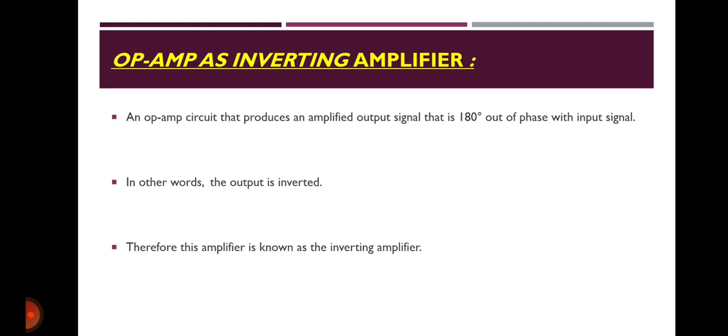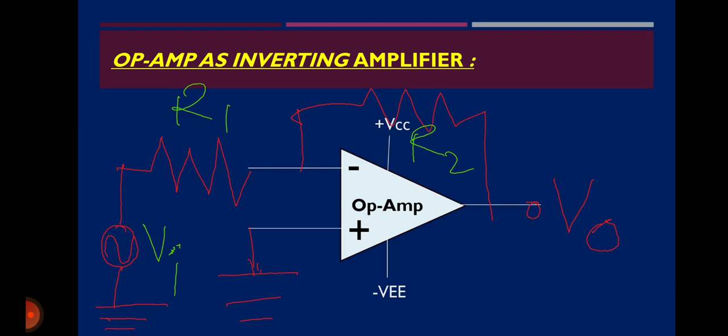See, an opamp circuit that produces an amplified output signal that is 180 degrees out of phase with the input signal. In other words, the output produced is inverted. Therefore, this amplifier is known as the inverting amplifier. So see the circuit diagram of opamp as inverting amplifier.